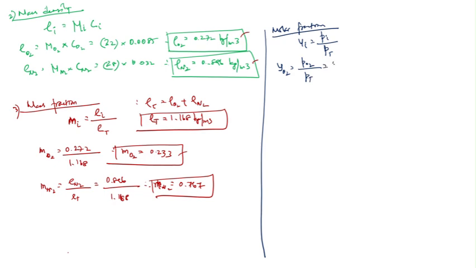P of O2 is 0.21, divided by the total pressure, which is 1. So we are getting Y of O2 equal to 0.21. That is the molar fraction. Similarly, Y of N2 is equal to P of N2 divided by P of total. So this is equal to 0.79 divided by 1. So Y of N2 is equal to 0.79.